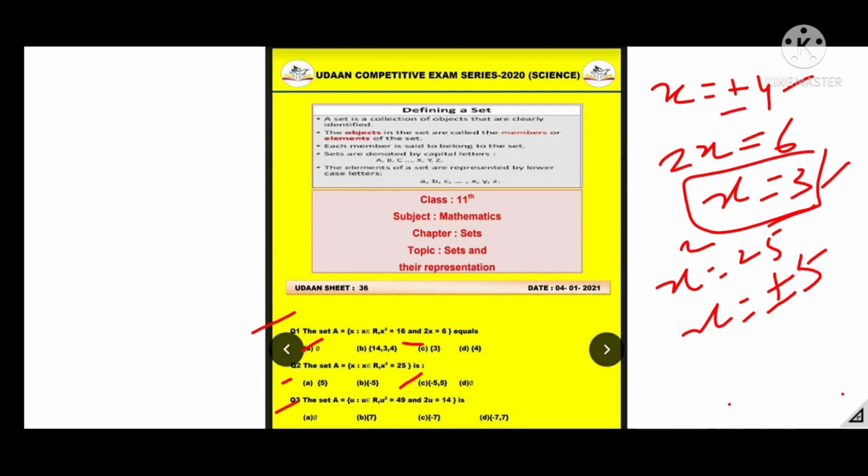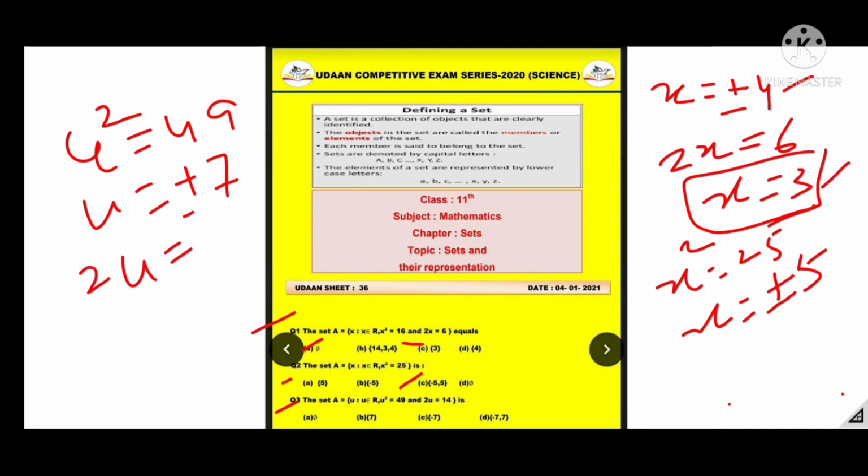Next, question 3. The set A = {u : u belongs to R, u square is equal to 49 and 2u is equal to 14}. Now u square is equal to 49, that is u is equal to plus minus 7, and 2u is equal to 14, that is u is equal to 7. Because "and" means intersection, that is common of these two, and 7 is common in these two sets, the right option is B.